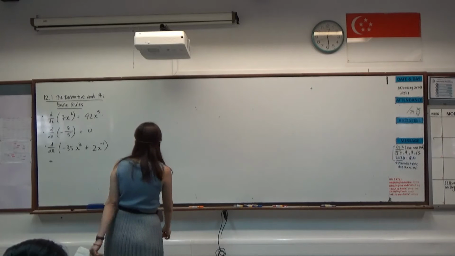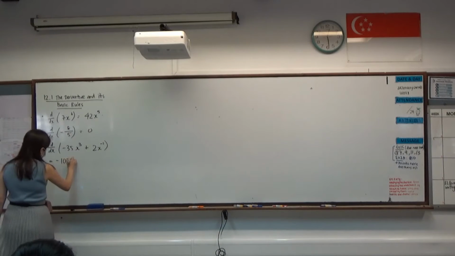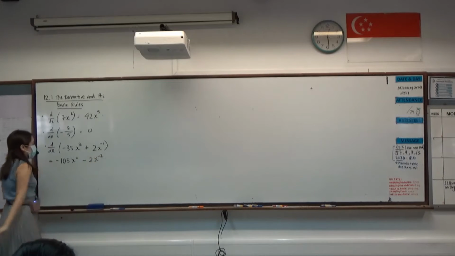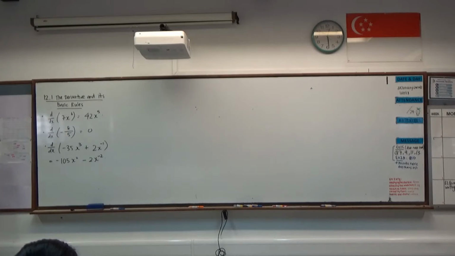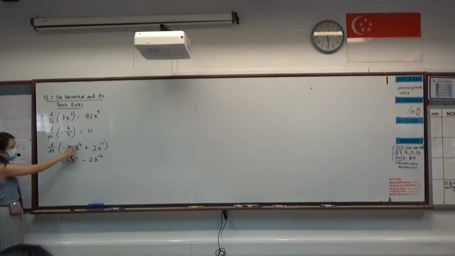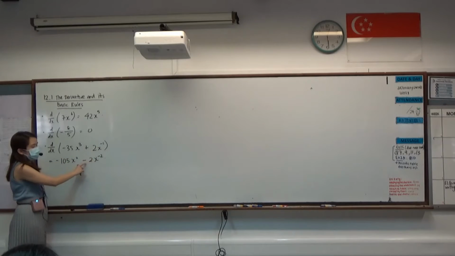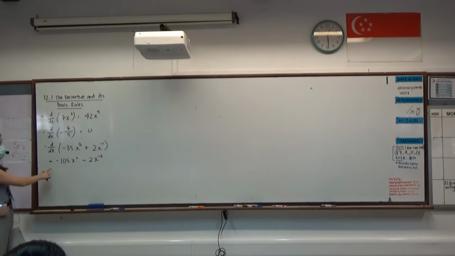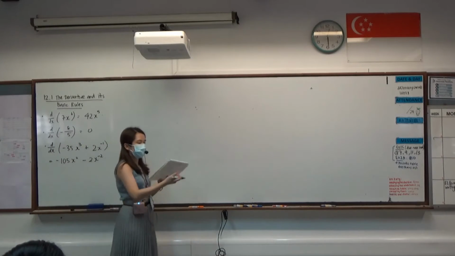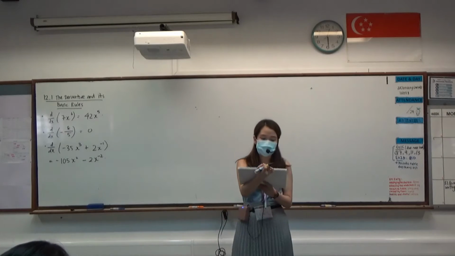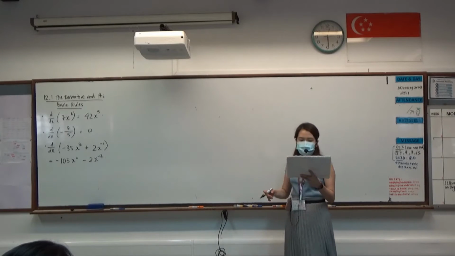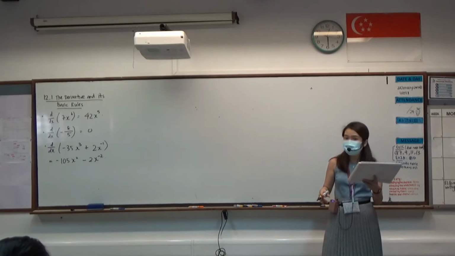Negative 105x squared minus 2x to the negative 2. Okay, we agree with this? So we bring down the power of 3, so 35 times 3 is 105, negative, keep it there. Then for this one, negative 1 times 2 is negative 2, and negative 1 minus 1 is negative 2. So this will be the derivative. This is the application of our sum rule and difference rule, on top of our other power rules and constant rule.